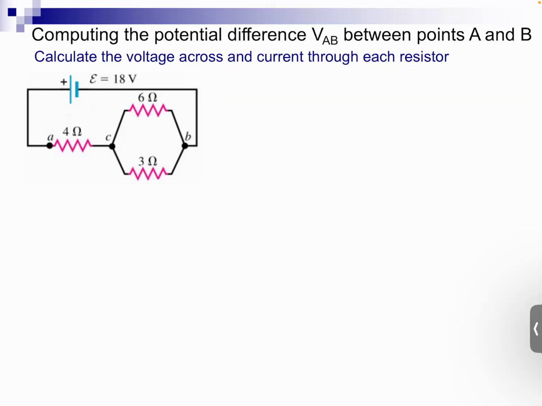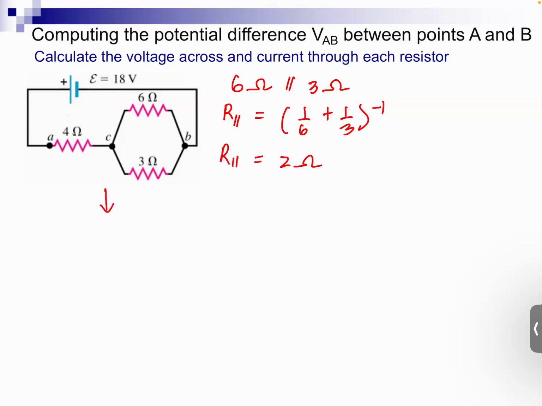Yeah, so let's do that. Okay, this is very similar to the configuration we've seen earlier. So the 6 ohm is parallel to the 3 ohm resistor. The equivalent resistance of the parallel connection is 1/6 plus 1/3, and taking the inverse of that, that's 2 ohms.